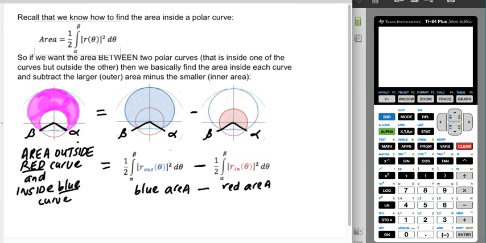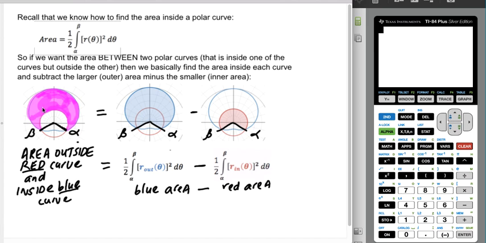So recall that we know the area inside a single polar curve, right? The area is 1/2 the integral from alpha to beta of r of theta squared d theta. So if we want the area between two polar curves, that is the area inside one curve and outside the other, then we basically find the area inside each of the curves and subtract the larger area minus the smaller area, like the larger outer area minus the smaller inner one.